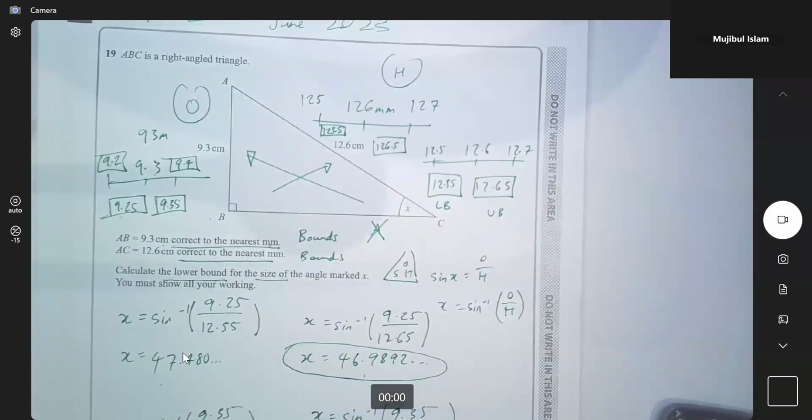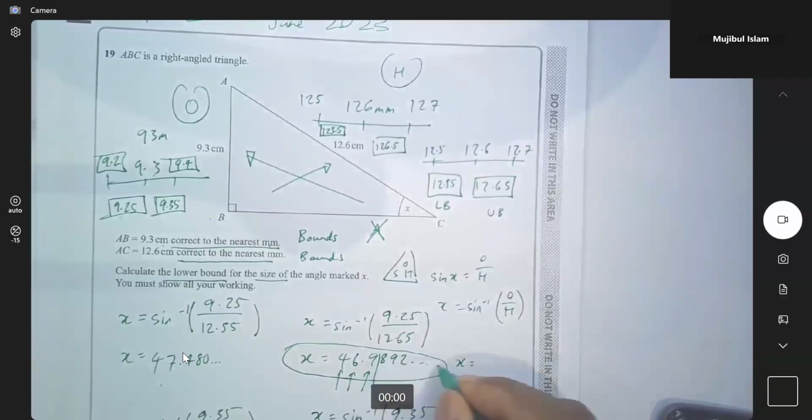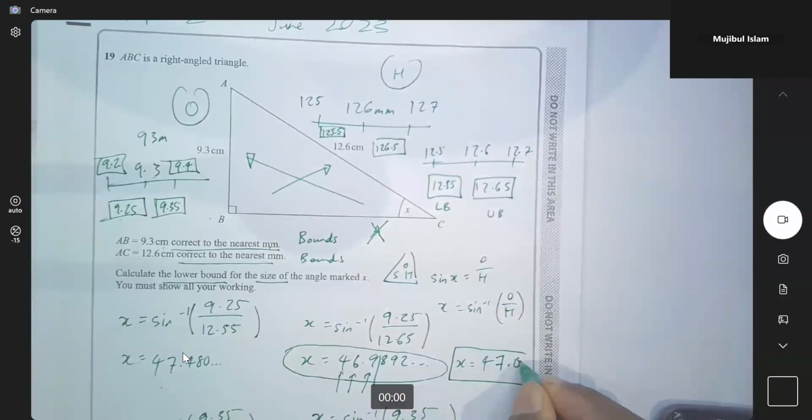If I read the question: calculate the lower bound for the size of the angle marked X. You must show all your working out. It doesn't really give me anything, so the rule of thumb is 3 significant figures. So this to 3 significant figures becomes 46.9, 469 becomes 470, so x equals 47.0. That is my final answer.